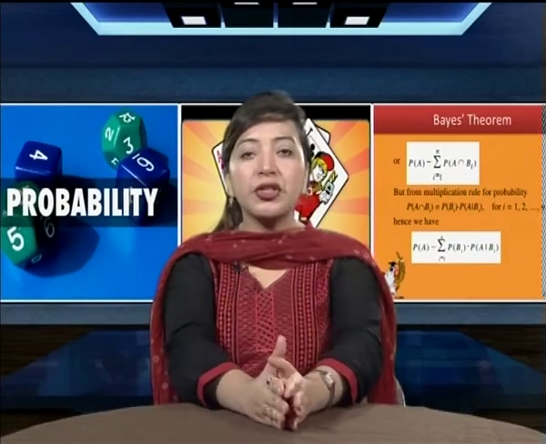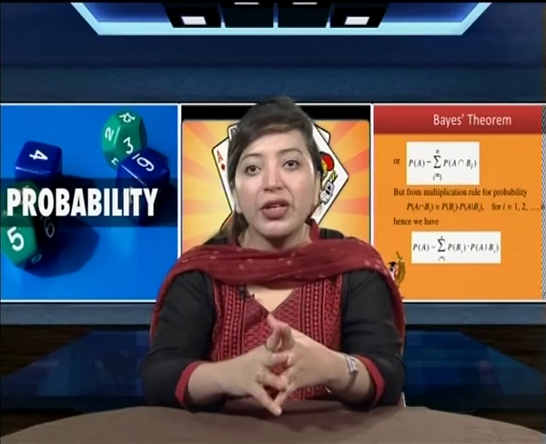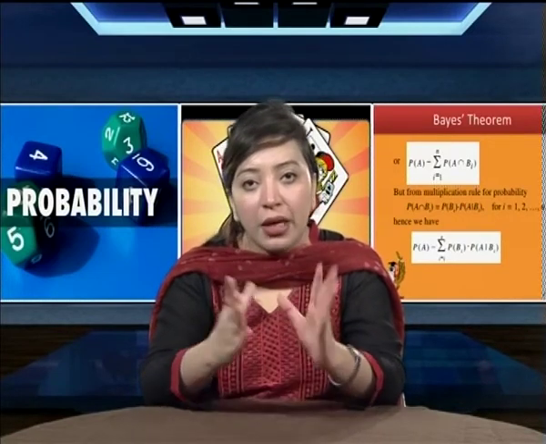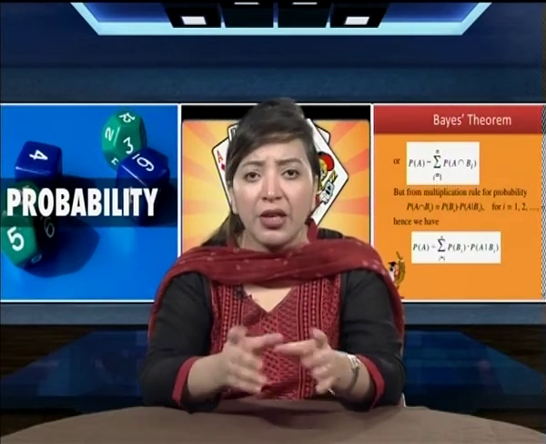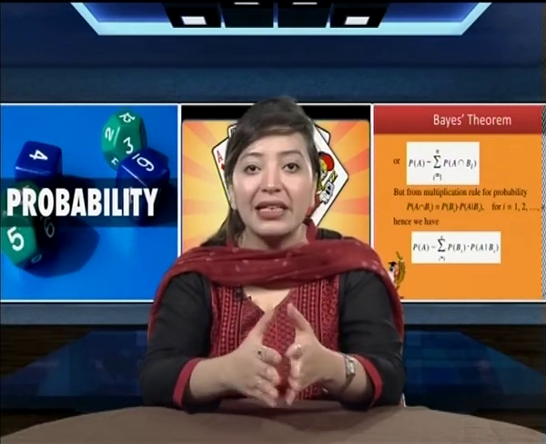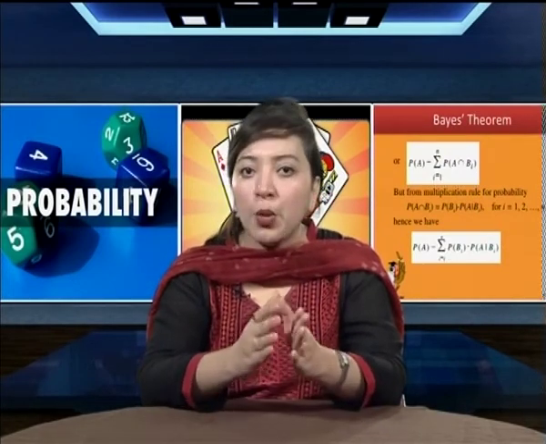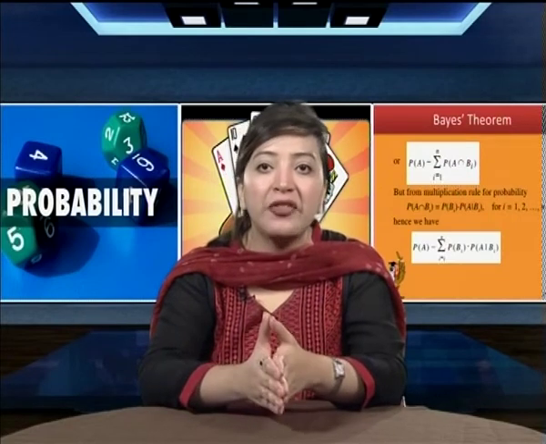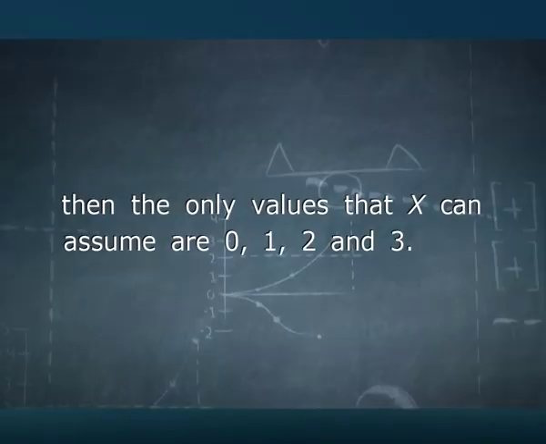Let's come to the next definition, that is random variable. When we perform a random experiment, we are often interested not in a particular outcome, but rather in some number associated with the outcome. For example, in tossing a coin 3 times, we may be interested in the number of heads that occurred, regardless of the particular sequence in which the heads appear. If we let capital X be a variable that represents the number of heads that occur, then the only values that X can assume are 0, 1, 2 and 3.